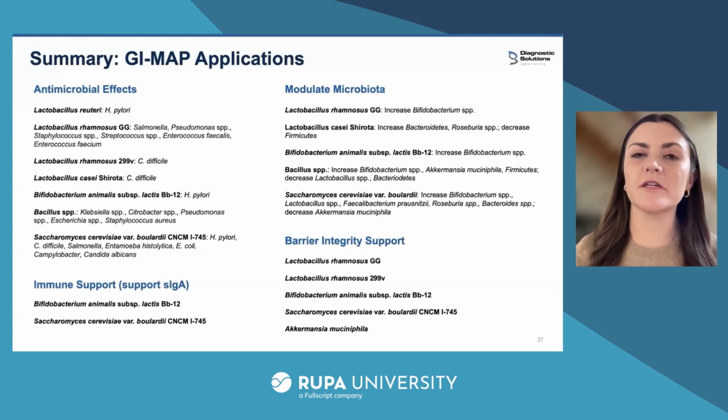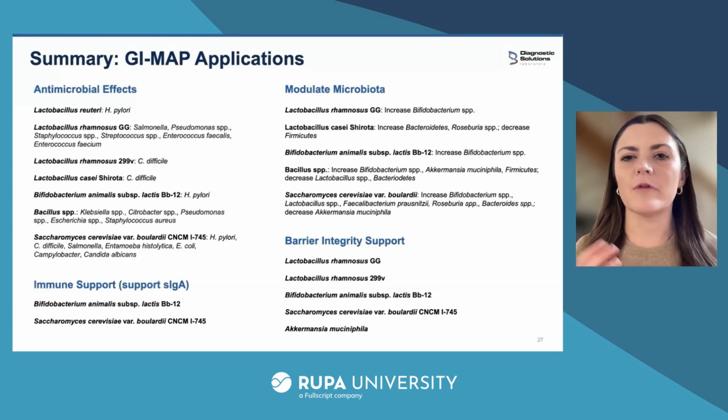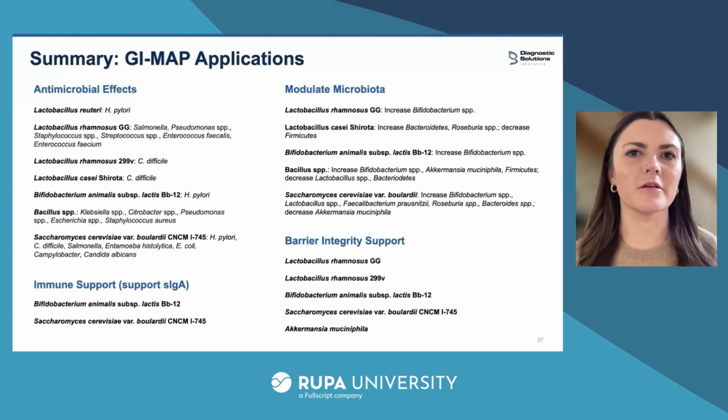So page 2 of the GI map, we're looking at commensal and keystone bacteria and ways that we can support the health of our commensal flora. And then finally, considering the importance of barrier integrity, making sure that we're supporting the mucus layer as well as that epithelial layer.